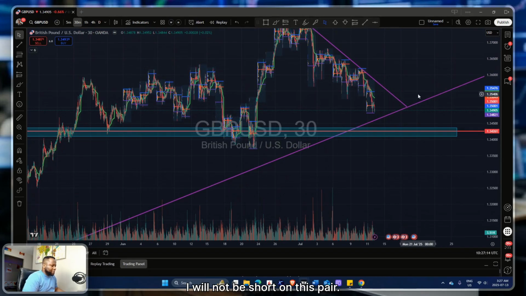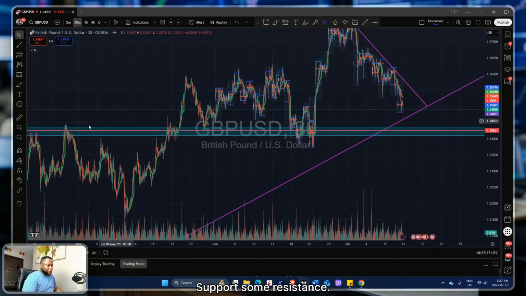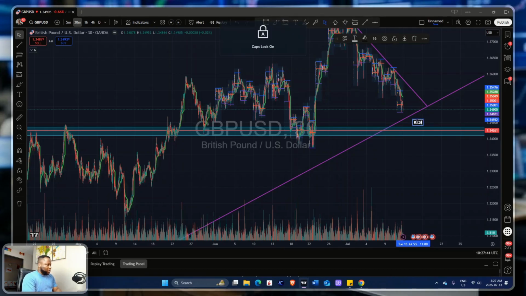So how am I going to play this? I will not be shorting this pair unless there's a high volume for shorts. Why would I not short this pair? Because right now we are almost at 134.93. If we come down to this area, I'm looking for buys here. I look for buy confirmation for this pair. Basically support, sorry, resistance turned support.